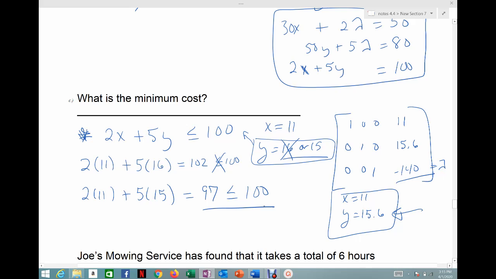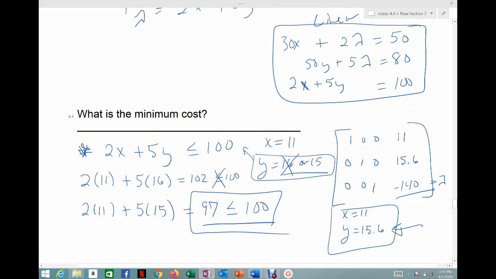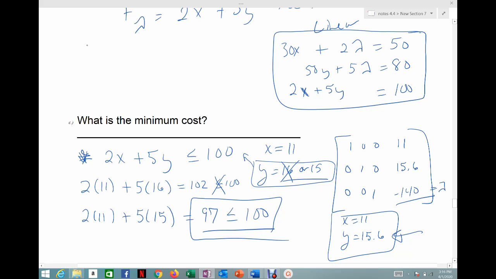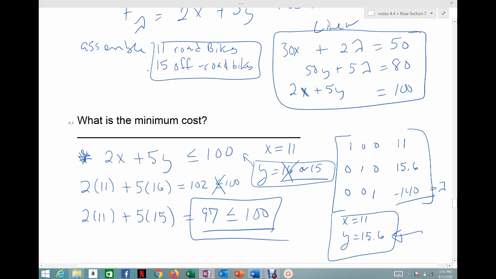So basically, there's 3 extra hours where they're not doing anything because they can't complete their bikes efficiently in order to cut down in cost. Alright, so that's what we're stuck with. 97 is the best we can do. So that means we can assemble 11 road bikes, 15 off-road bikes. Alright, and we will minimize cost.